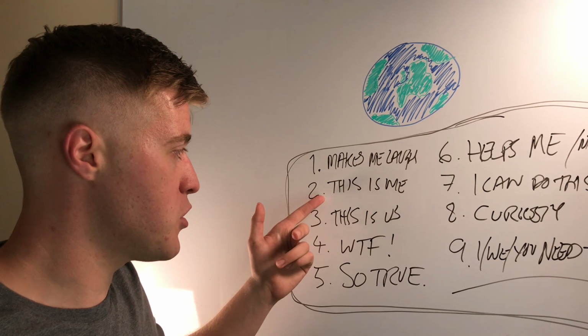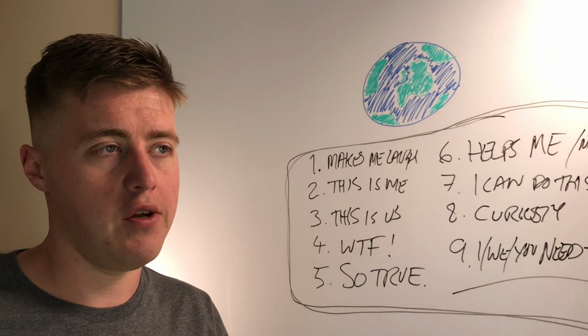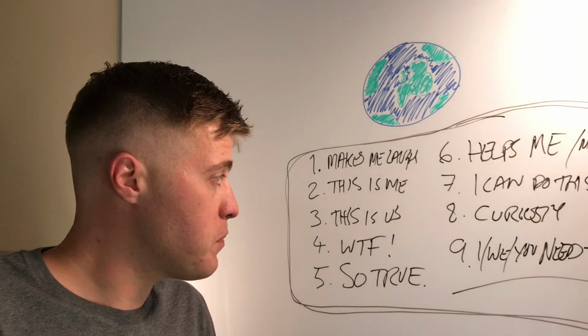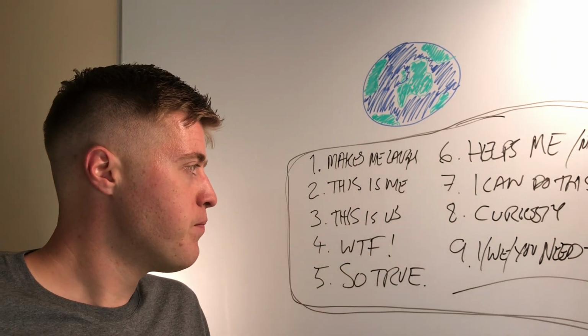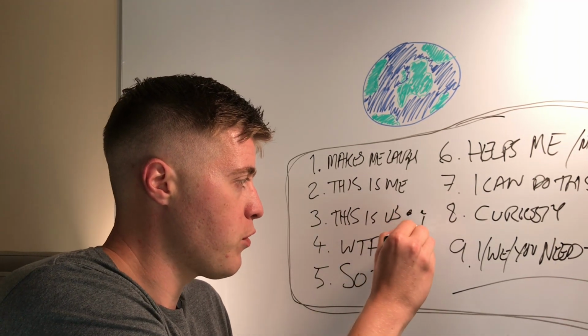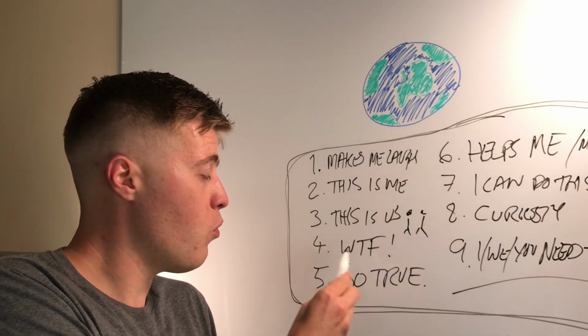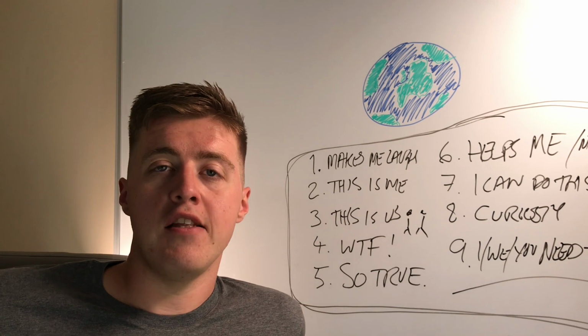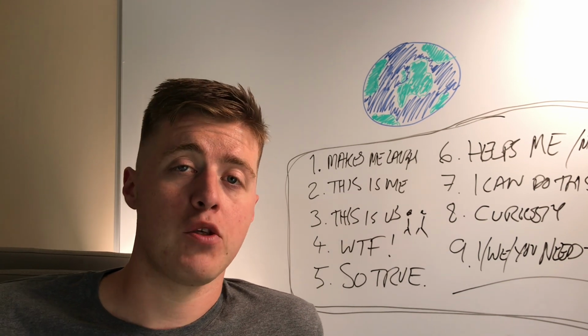The next concept, this is me, helps people represent themselves. They're going to send it to people, say, hey, this is me, this is what I do. Or this is what represents me. This is us. That's a direct conversation between two people right there. What the hell? So true. All these things are basically ways of getting into existing conversations that already happen between people.